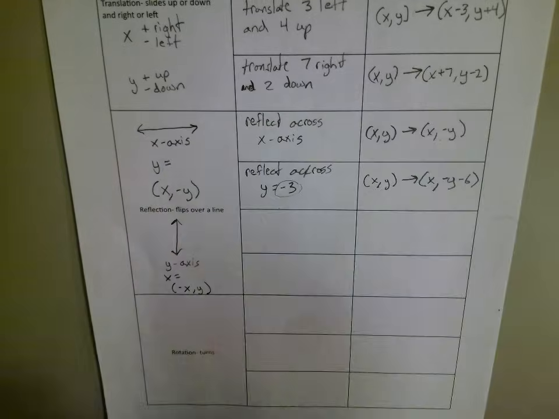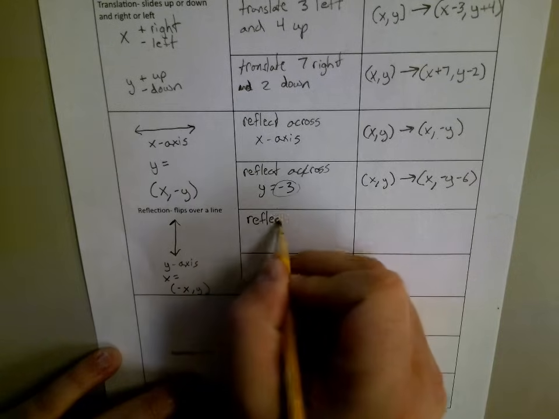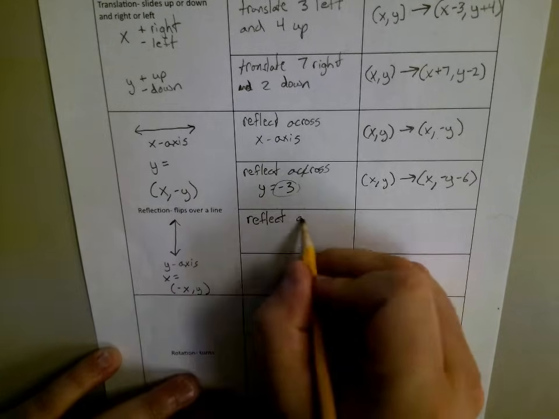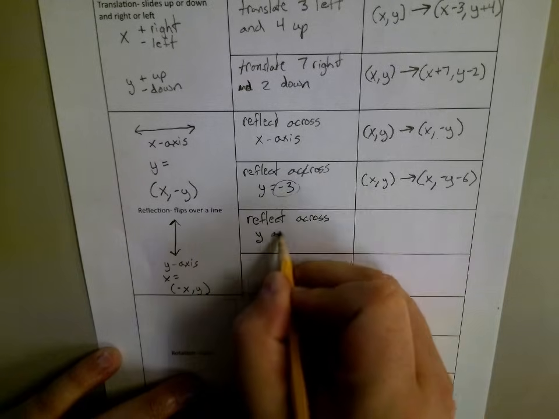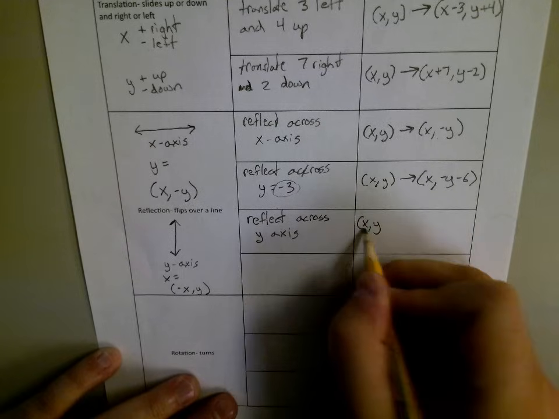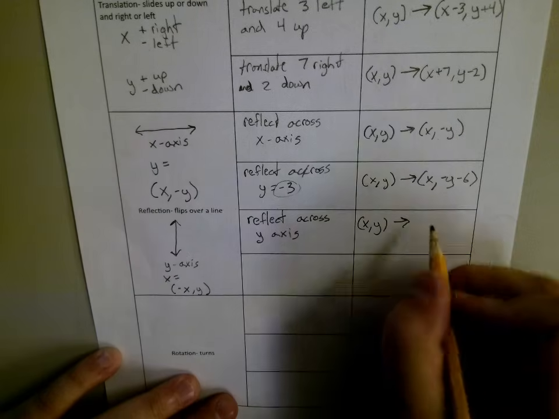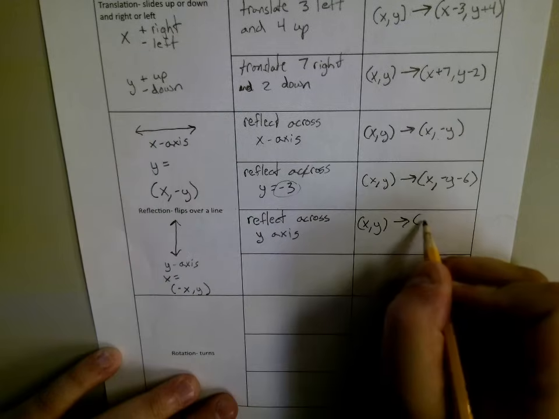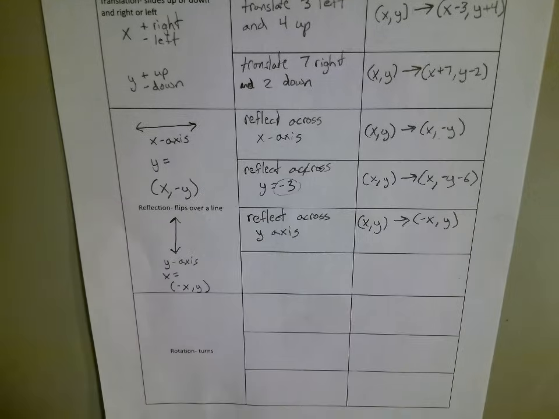All right, then let's do the next one where we're going to reflect across the y-axis. And when we reflect across the y-axis, our original point, instead of having the opposite of y now, we have the opposite of x, and the y stays the same.